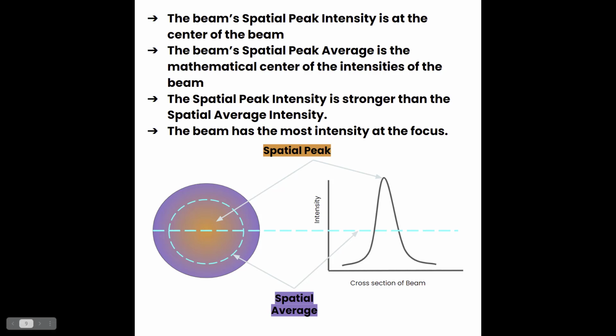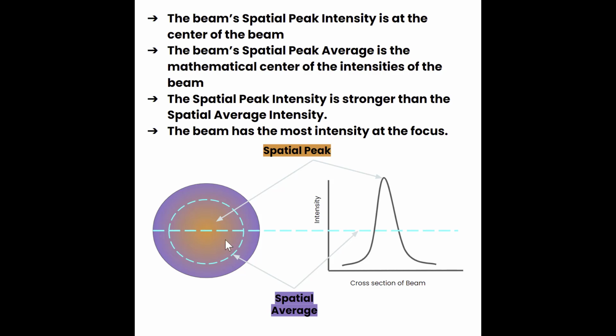Let's take a look at this picture a little bit more. The orange in this image is representing the spatial peak. We can see in the cross-section image here that at the very center of the cross-section is the most pure orange area, and that is the spatial peak. That is where we're going to find the most intensity in the cross-sectional area, is at the center of the beam.